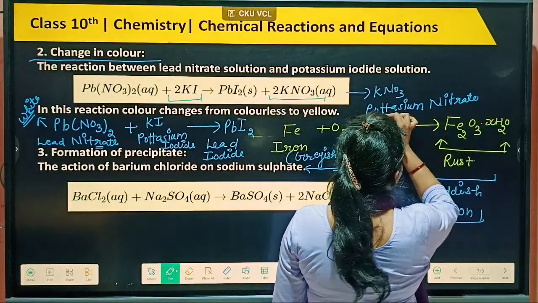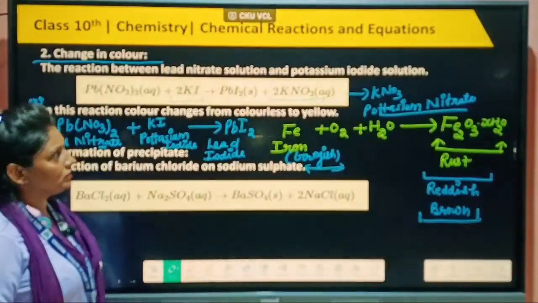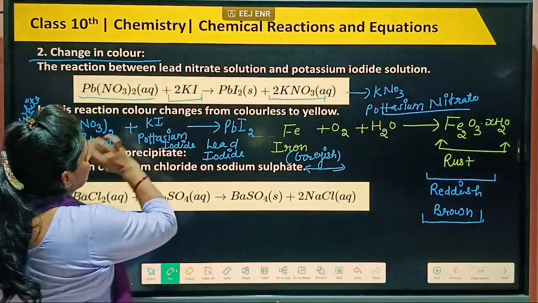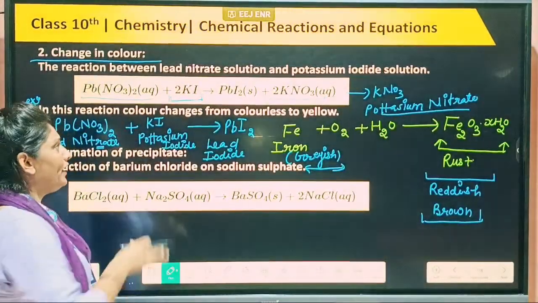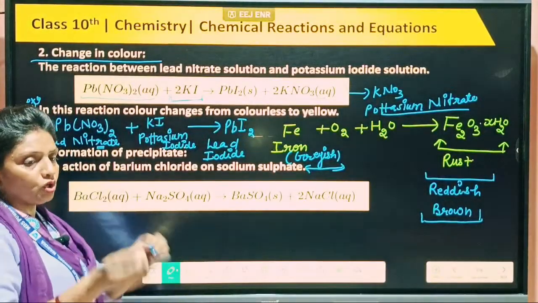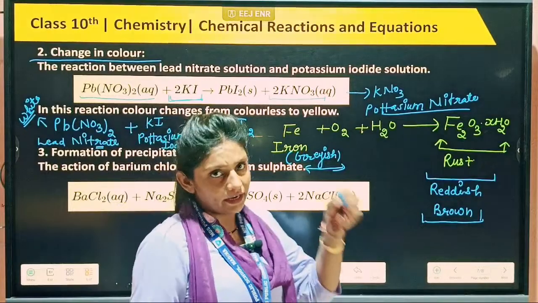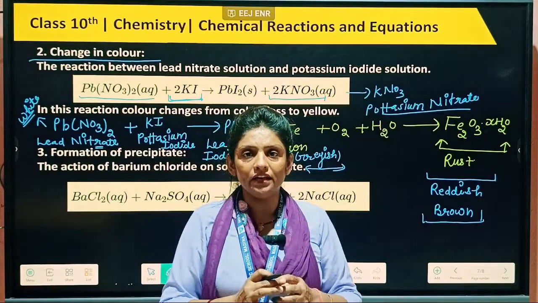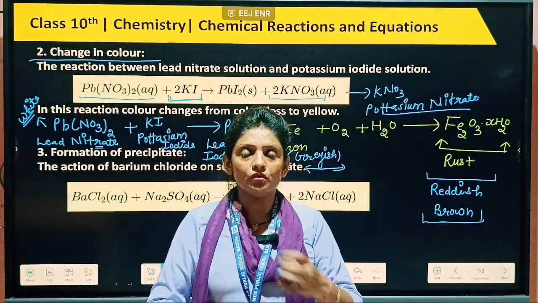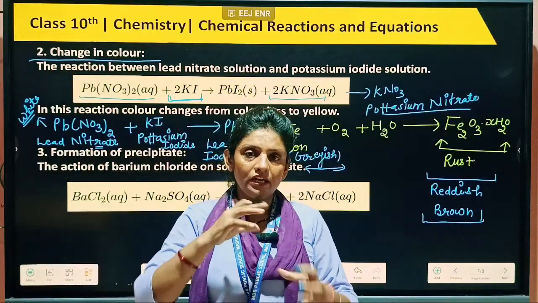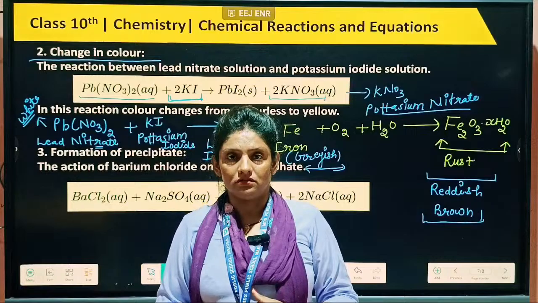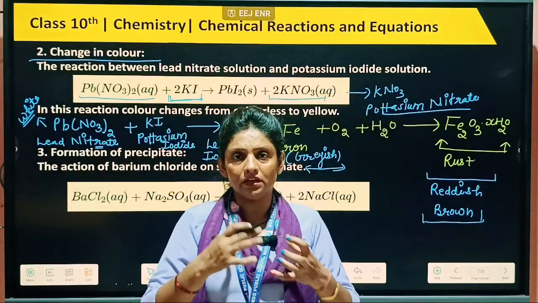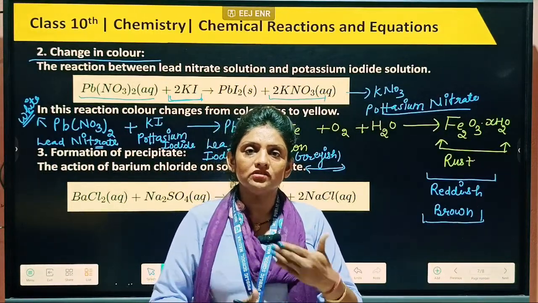Potassium nitrate. Okay students. So here, initially we have lead nitrate and KI. Both are white solutions. But when we mix both of them, lead nitrate and potassium iodide form lead iodide and potassium nitrate. Due to formation of the lead iodide, it gives us a yellow color. So white turns into yellow, meaning during a chemical reaction, color can be changed.